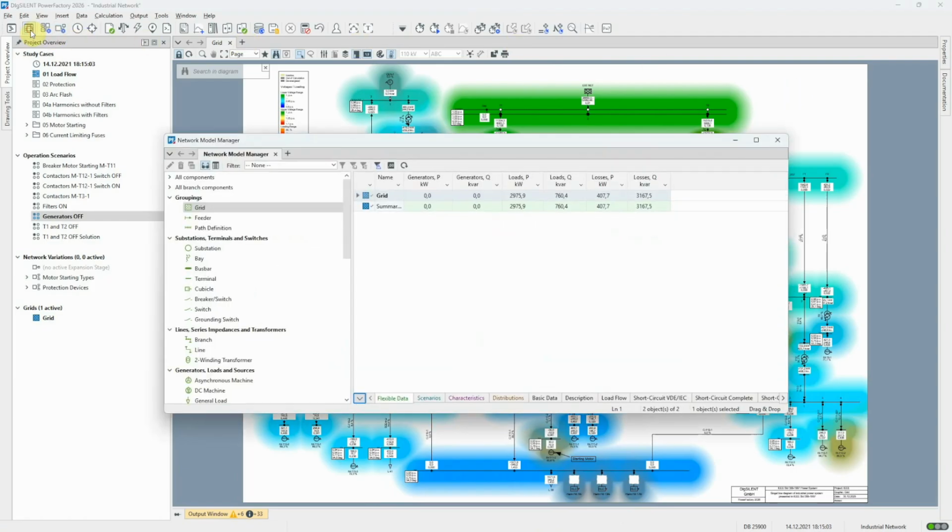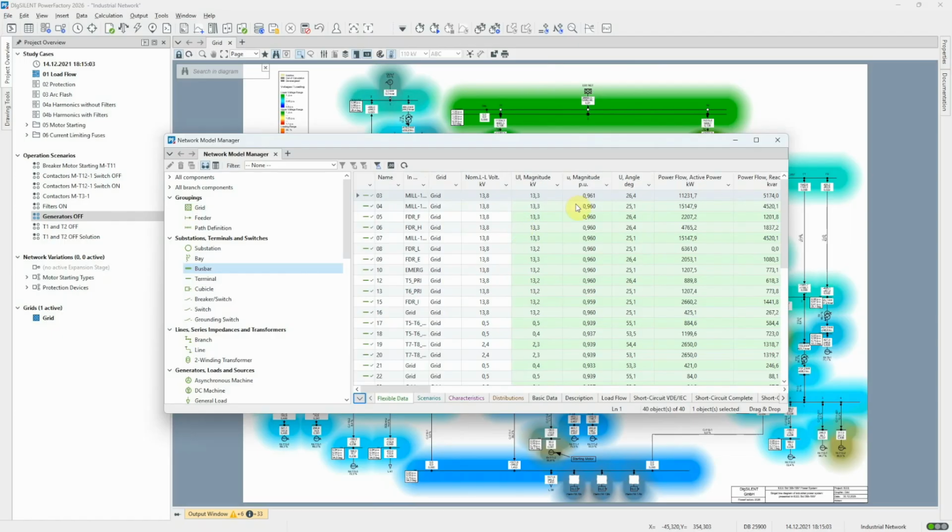This can be seen in more detail in the Network Model Manager. Such a scenario may not be acceptable. Solutions such as reactive power compensation might have to be considered.